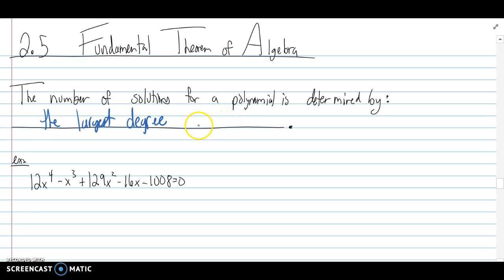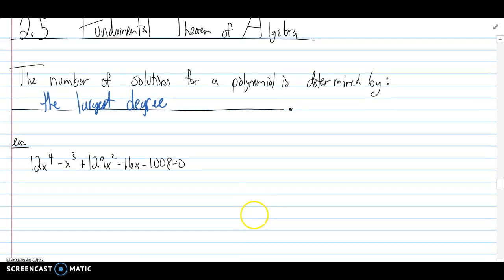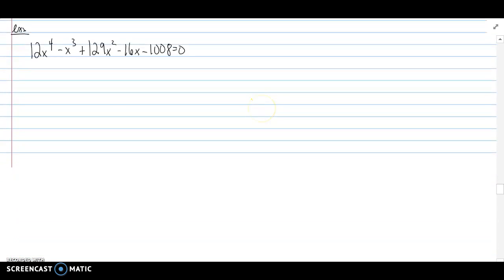So not every solution is going to be real. We'll notice that as we look on the graphs for different things. But the largest degree is how we know how many solutions that we're going to have. Let's take that and go right into an example.